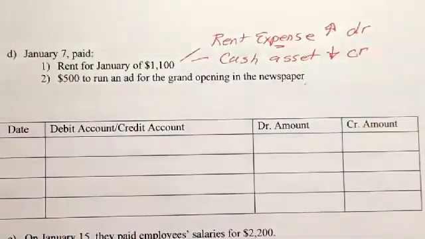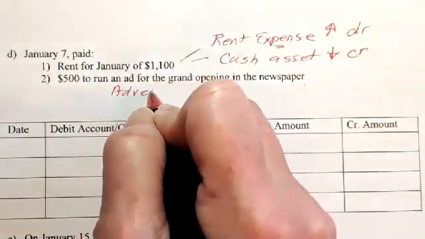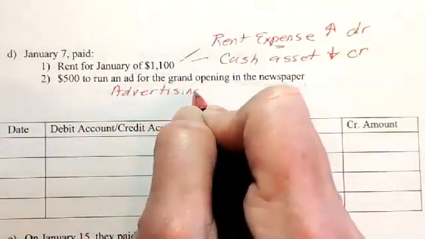I've got an ad that I'm running. So that's advertising expense. It's a cost of doing business.